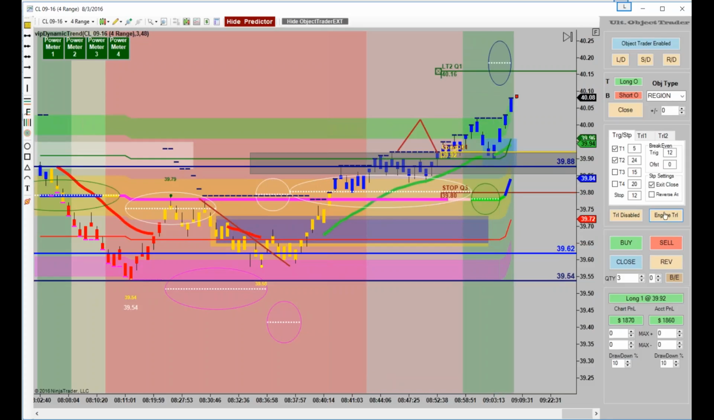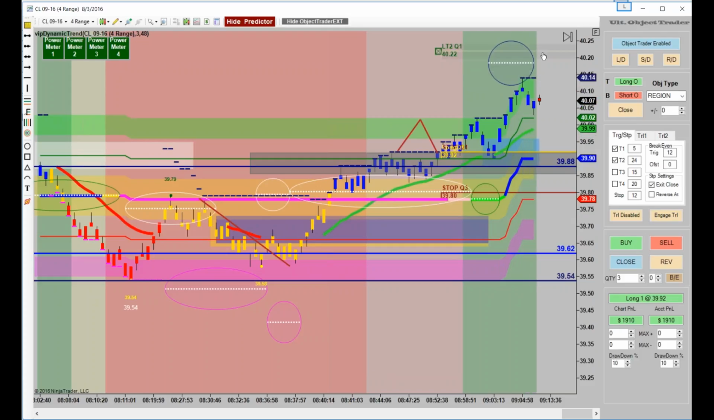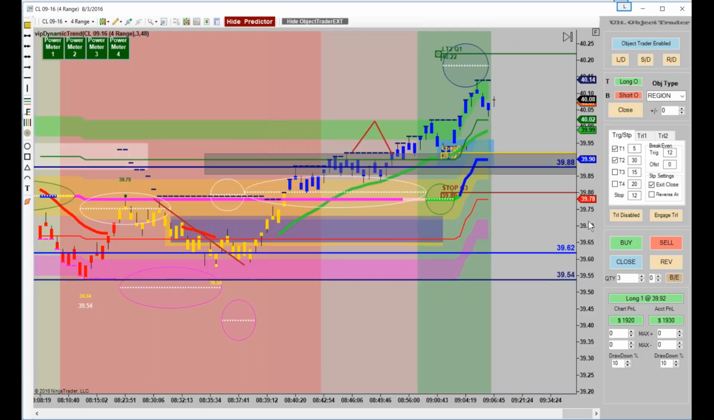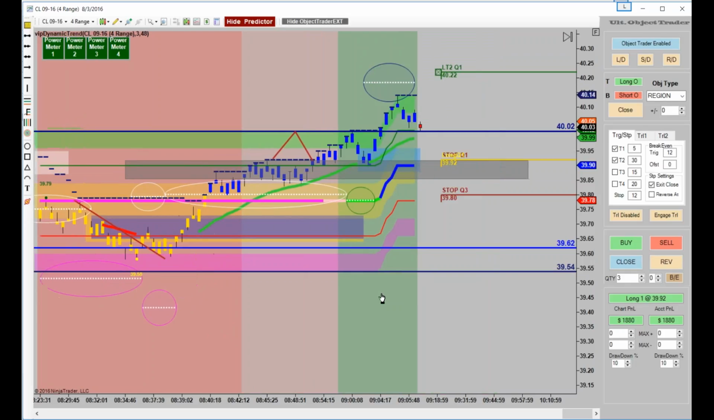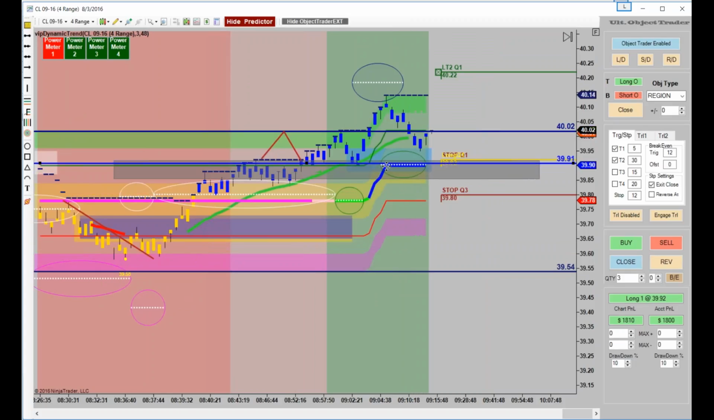Everybody see that kiss trade? That's how you do those kiss trades. You wait for the thrust, you wait for the little pullback. And they happen all the time. You think you can get it again? You want to see where the kiss trade's going to be? Kiss trade would be here, and it wouldn't be any lower than here.